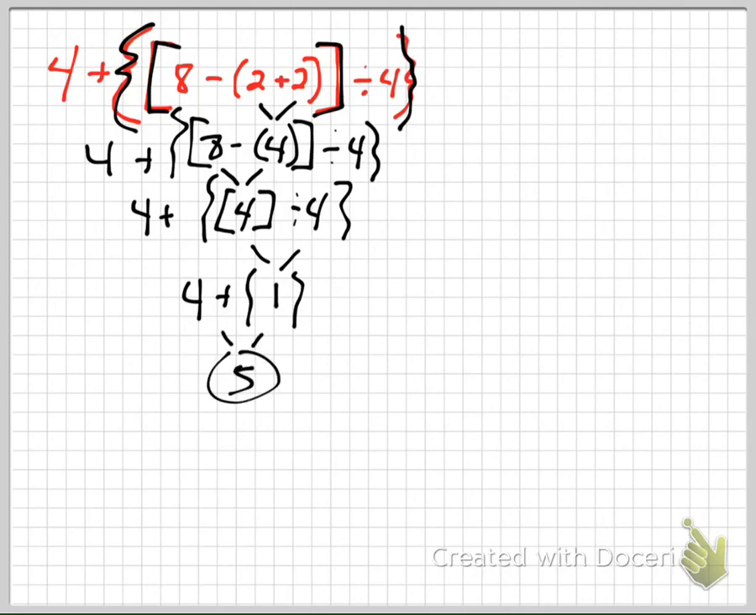Did anybody get 5? Did you really? You got 5? Yeah, it's weird, right? It's kind of funky. Good. That's good. That's a lot of parentheses, a lot of things to keep track of. But you just go through it slow. You go through it, and you're fine.